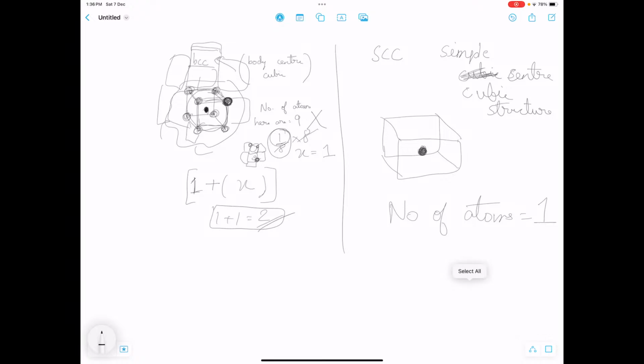Let me also check online if this is true. This is my first day teaching, that is why. Number of atoms in SCC. It has 1 atom, yes.